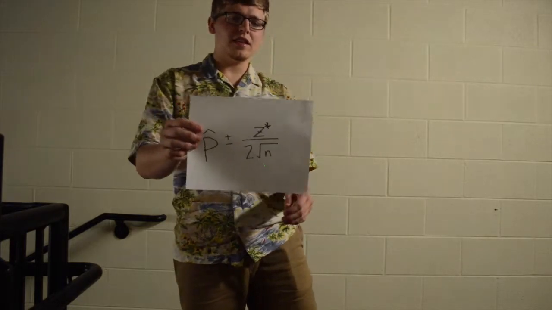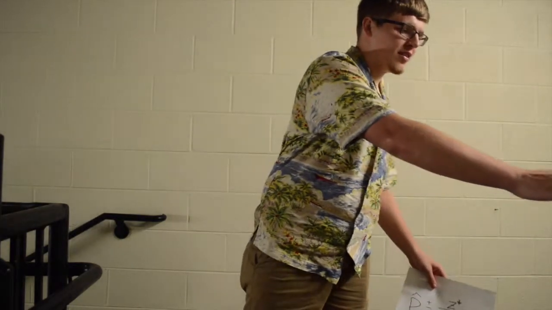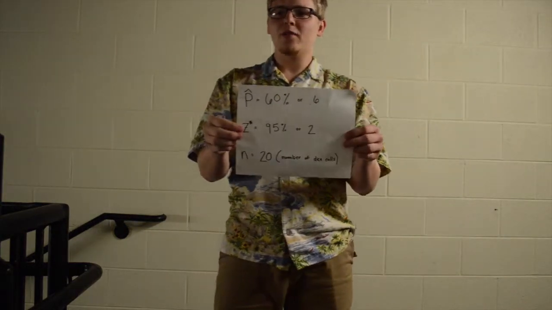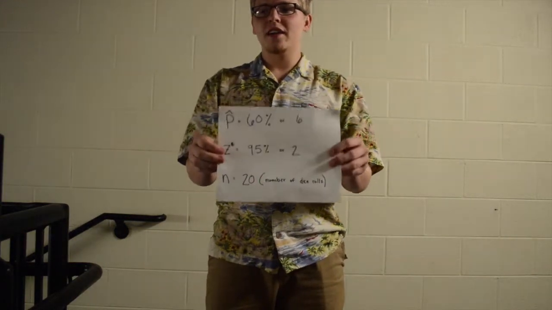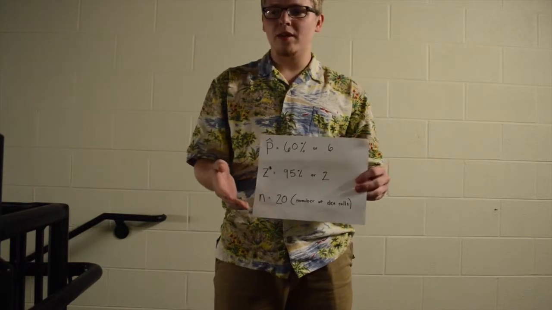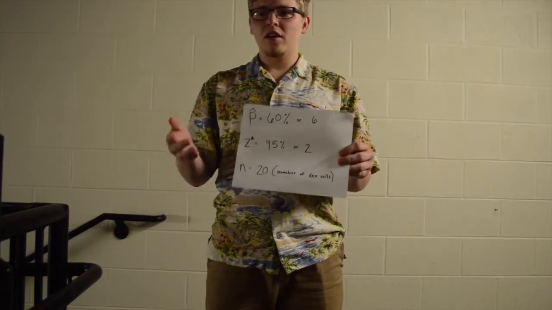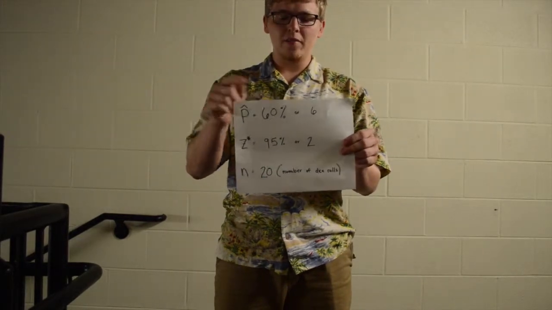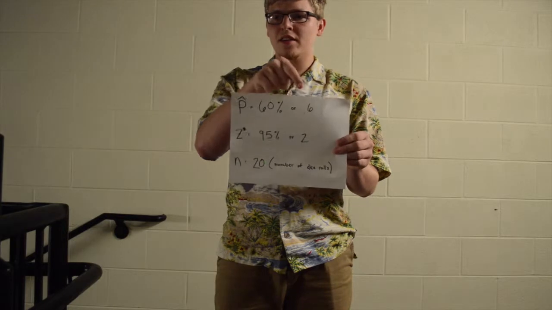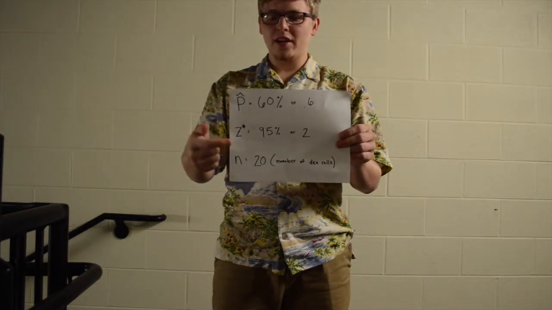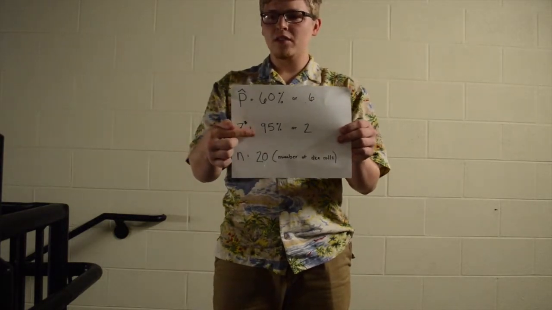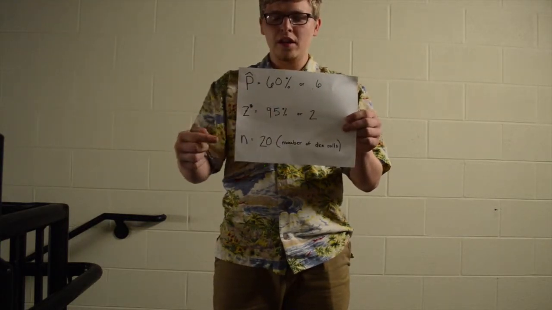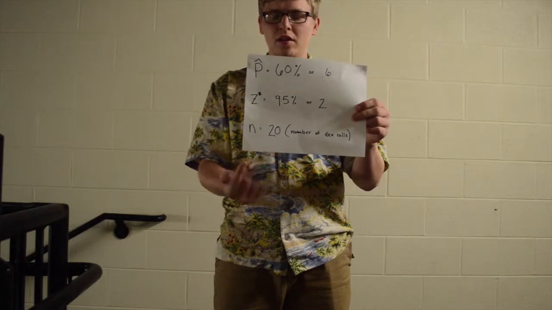Let's do an example. Before I made this video, I rolled a dice 20 times, and it landed on an even number 12 times. Then, our sample proportion is 60%, making our p hat 0.6. We are trying to find a 95% confidence interval, so our z star is 2, and the number of times we rolled is n.